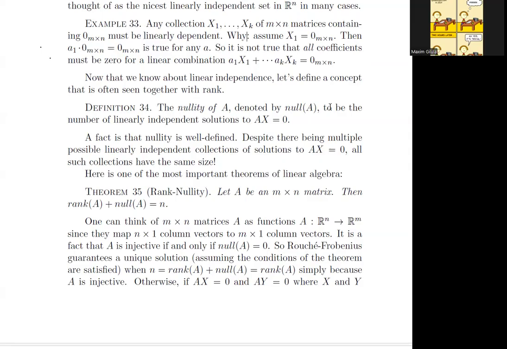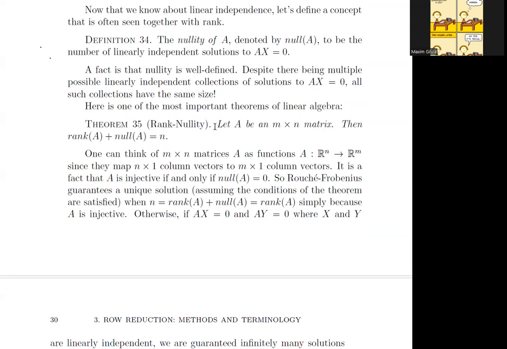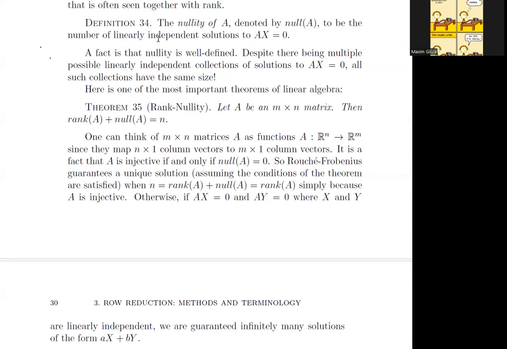So now that we know about linear independence, let's define nullity. The nullity of A is the number of linearly independent solutions to AX equals 0. Nullity is well defined. Despite there being multiple possible linearly independent sets of solutions to AX equals 0, all of them have the same size. Here's one of the most important theorems in linear algebra, which we won't prove right now. If A is m by n, then the rank of A plus the nullity of A equals n, the number of columns of A, no matter what matrix you have.